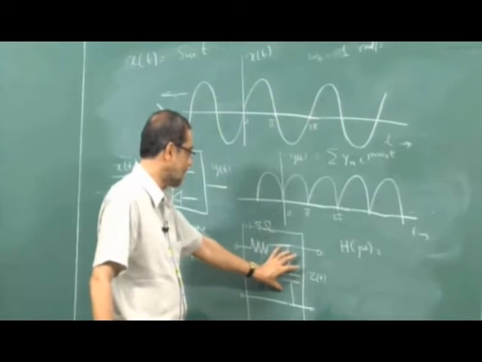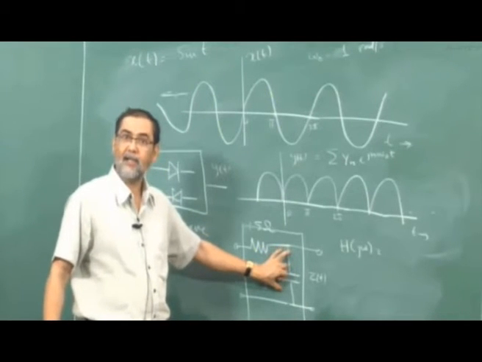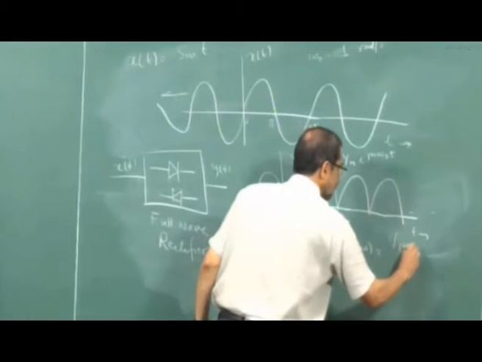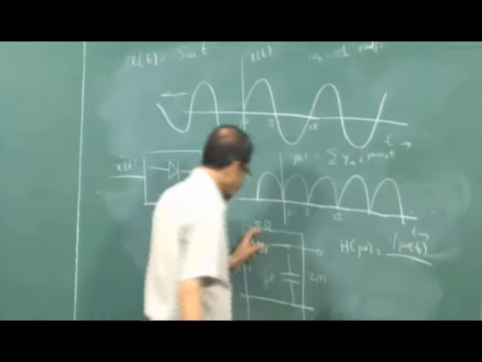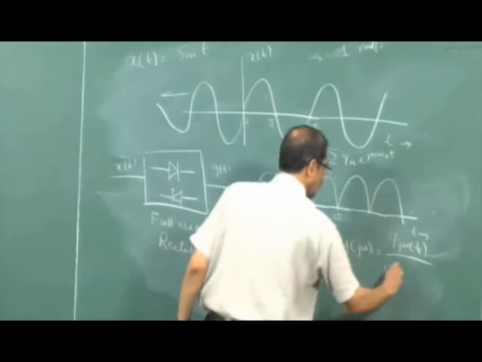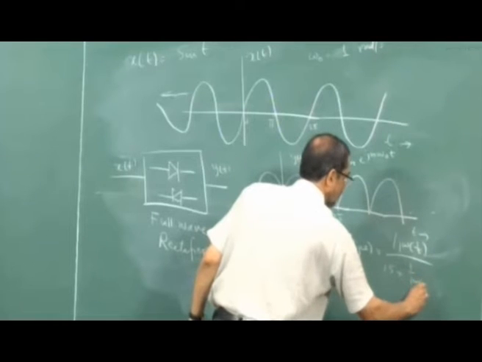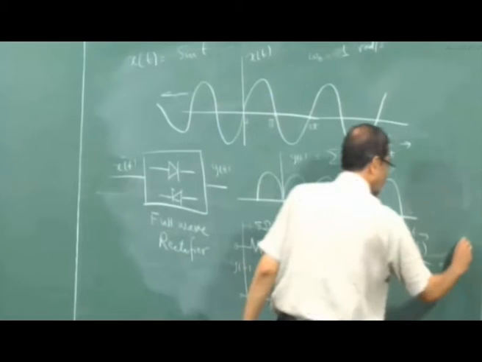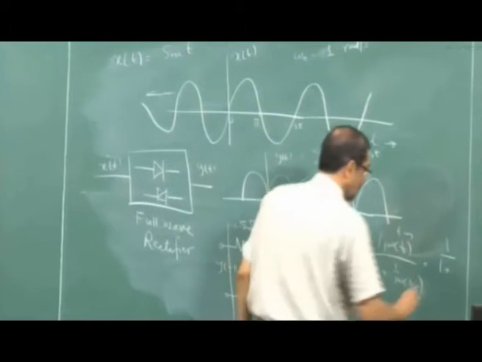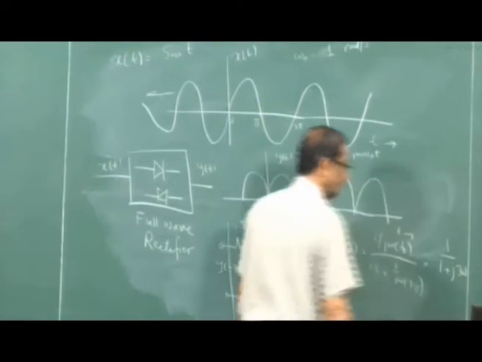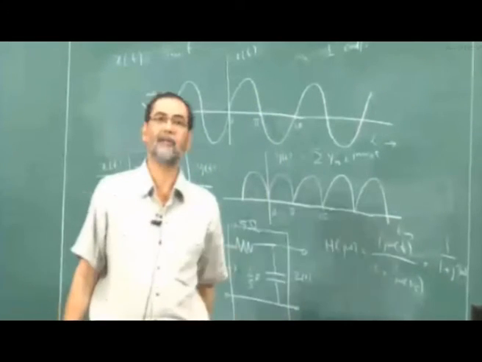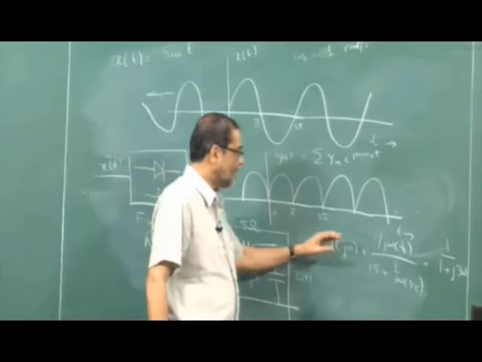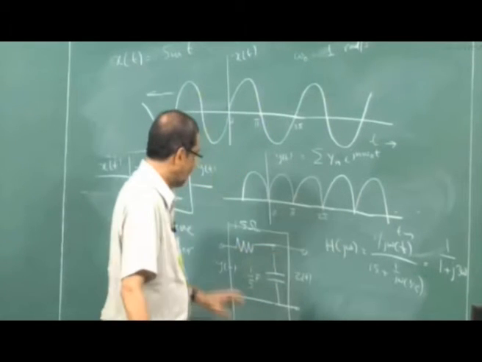So, this impedance is 1 by j omega C. So, 1 by j omega C, with C being 1 by 5, divided by the total impedance, which is 15 plus 1 by j omega times 1 by 5. So, it is 1 by 1 plus j3 omega. That is what I have shown there in the slide. So, the transfer function is 1 by 1 plus j3 omega.